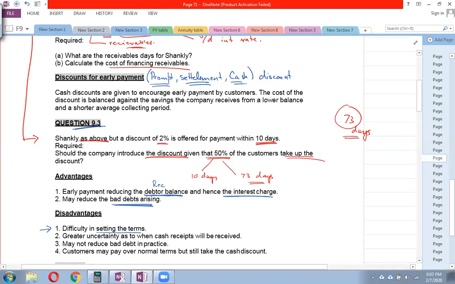Greater uncertainty as to when the cash will be received. You really don't know when the cash will be received. We are just guessing that half of the customers are going to pay us in 10 days, but our guesses are never going to be 100% accurate. Let's say all the customers have taken the discount. Then you'll have a lot of cash. Let's say none of the customers has taken the discount. Then you will not be sure when you will receive the money. What will be the time of the cash inflow?